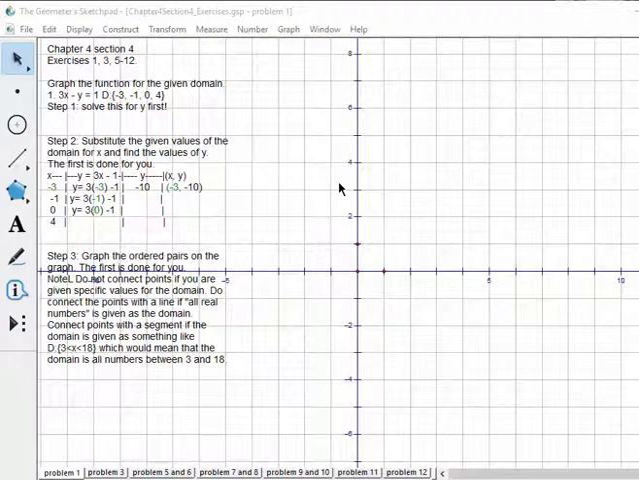Hello, this is Ms. DB, and in this lesson I'm going to show you how to do the Chapter 4, Section 4 Sketchpad assignment from the Algebra 1.5 class.